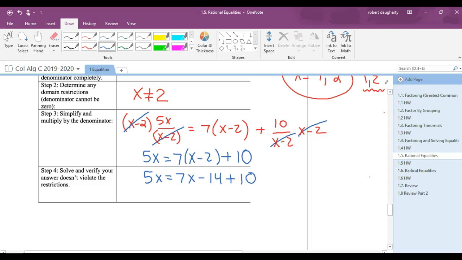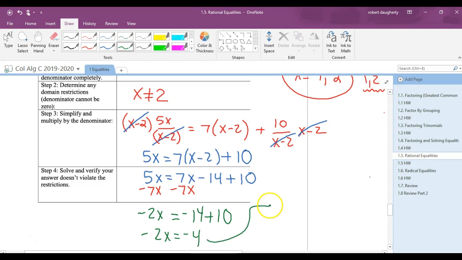And this is just getting all your numbers together and getting all your x's together. Okay. I can subtract 7x. What's 5x minus 7x? Yeah, so this is negative 2x equals negative 14 plus 10. What's negative 14 plus 10? Negative 4. So negative 2x equals negative 4. Therefore, x.